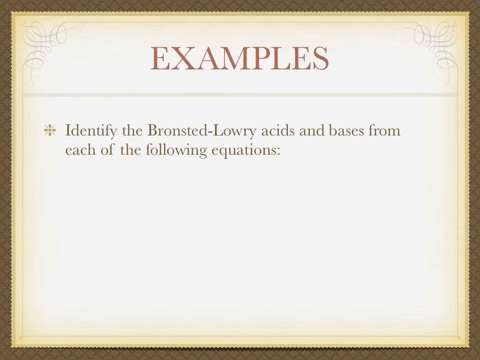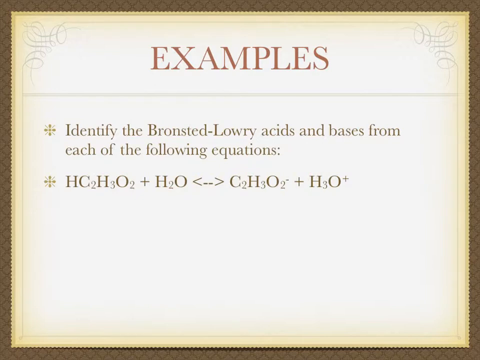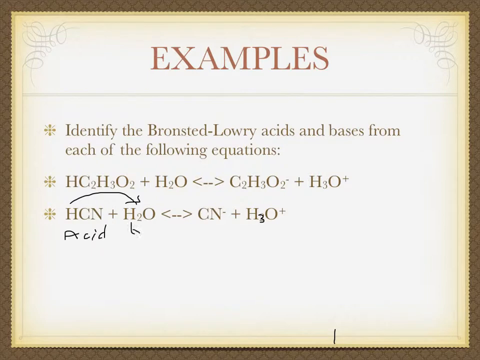All right, let's take a look at the following equations and see if you can identify the Bronsted-Lowry acids and bases. Look at this one and see which one is donating the hydrogen. Hopefully you see that this one here is giving up the hydrogen, so this is our acid, and this is our base. Take a look at this one. You see that the hydrogen from the HCN is given to the water. So this is the acid, and this is the base.